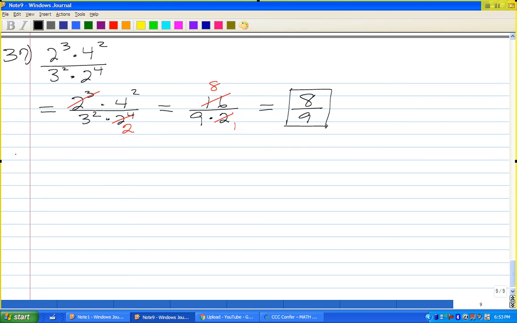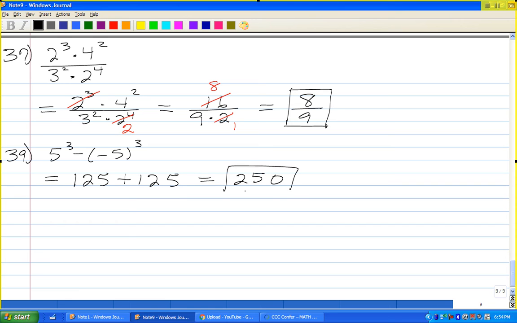Problem 39. 5 cubed minus negative 5 cubed. 5 cubed is 125. Negative 5 cubed is negative 125, which makes that a plus. 125 plus 125 is 250.